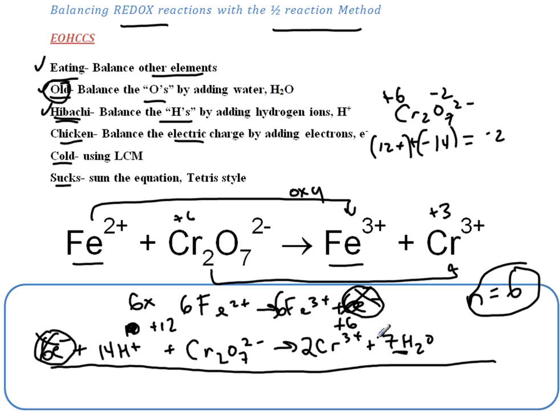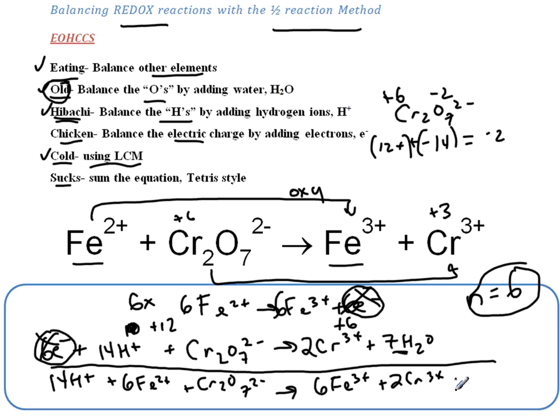And then if there's anything else common to both sides, I would cancel it. We just used the LCM, which stands for lowest common multiple, which was 6. And then basically everything cancels down. So you would end up with 14H+, 6Fe2+, Cr2O7 2-, 6Fe3+, 2Cr3+, 7 waters. If there's something that's the same on both sides, like the waters, for example, in this case they're not, but if you had waters on both sides, you could simplify by subtracting the smaller one from the larger one. Okay? Next is a galvanic cell.